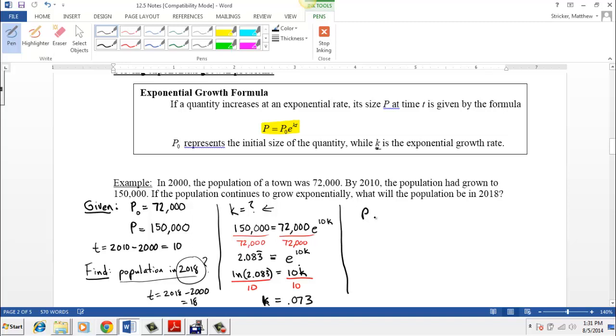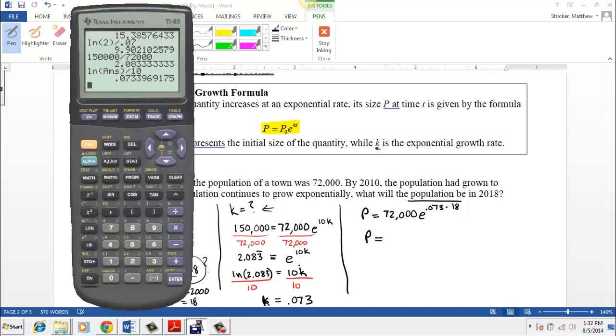And so if we go back to this formula one more time, what we see is we don't know P. P is now what we're trying to find. We want to know the population in 2018. We do know that initially it's 72,000. We do know that the growth rate is 0.073, and we know that it takes 18 years, or we want to find out what it will be in 18 years. So really now we can just go ahead and plug this into the calculator. There's nothing to isolate because P is already by itself. That's what we're trying to find, some future population.